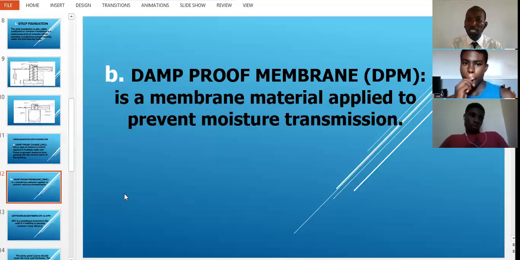They prevent moisture from getting access to the building. And you know what damage the moisture can do? It weakens the building. So the damp-proof course and the damp-proof membrane help in preventing the entrance of moisture, the transmission of moisture into the building.